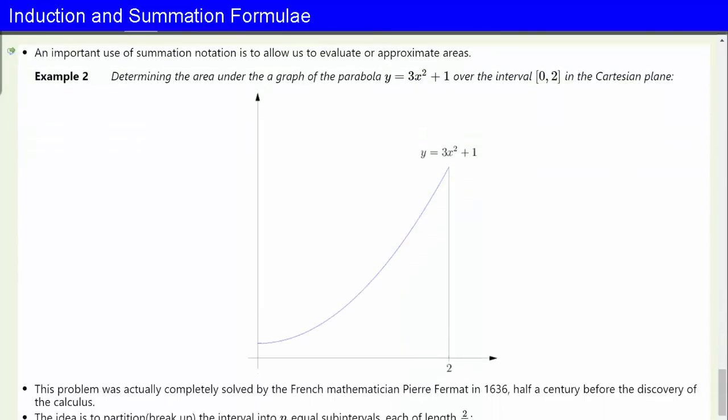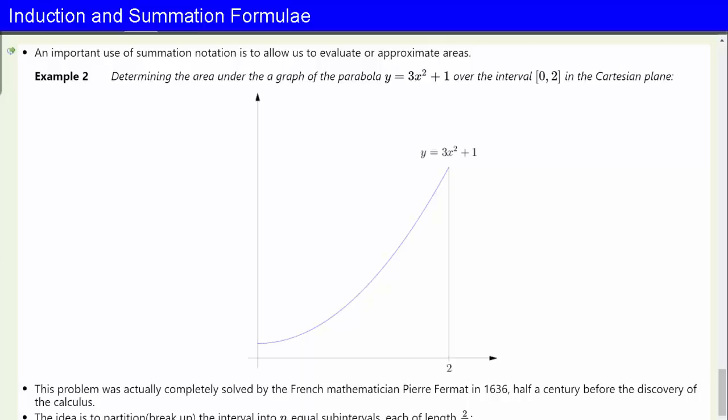Now, one of the most important uses of summation notation is to allow us to evaluate or approximate areas. This will be a major topic later on, so for now, let's just look at a very simple introductory example. The problem of determining the area under a graph of the parabola y equals 3x squared plus 1 over the interval [0, 2] in the Cartesian plane.